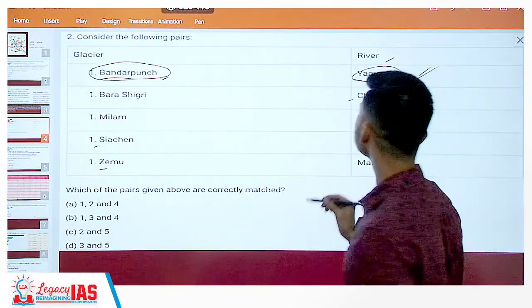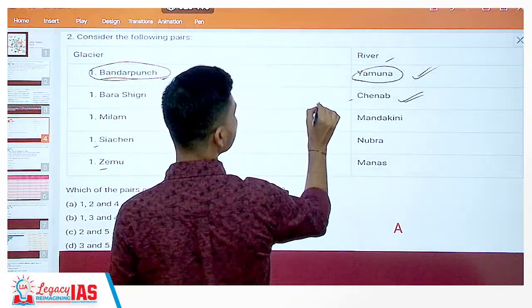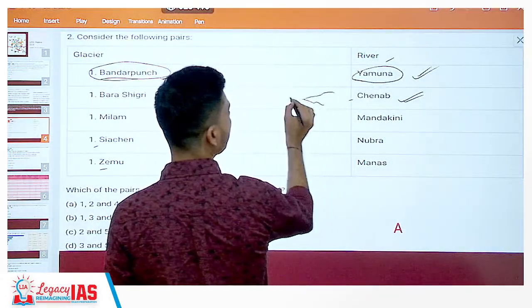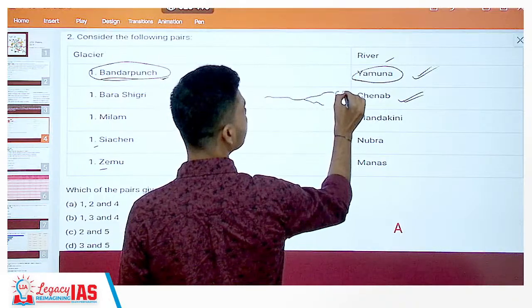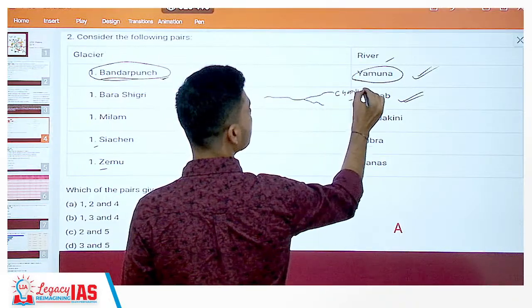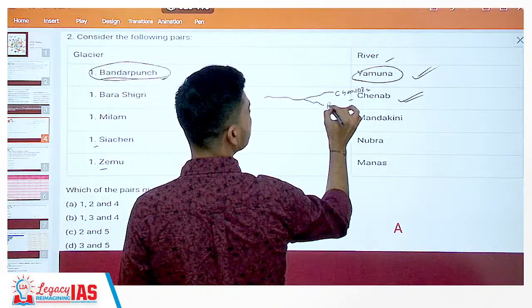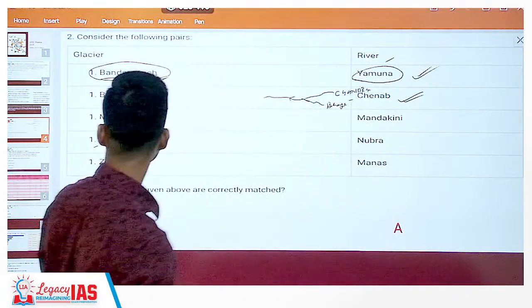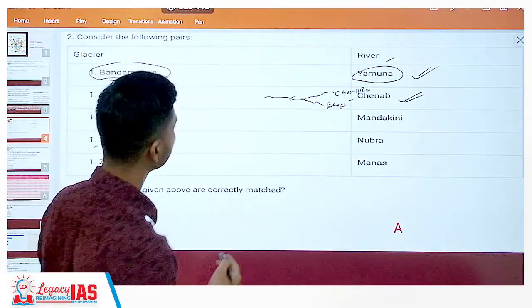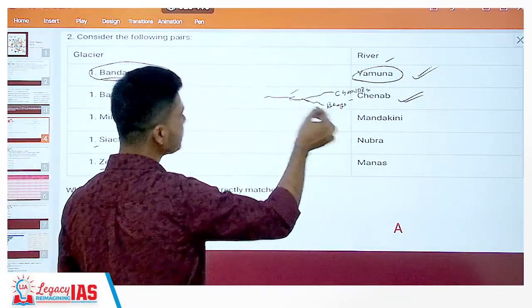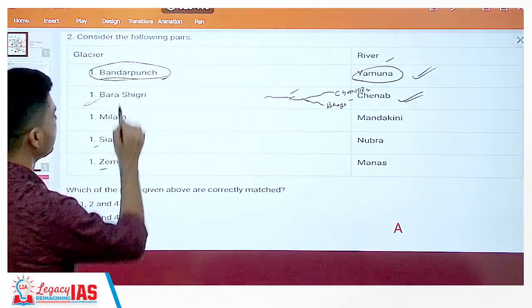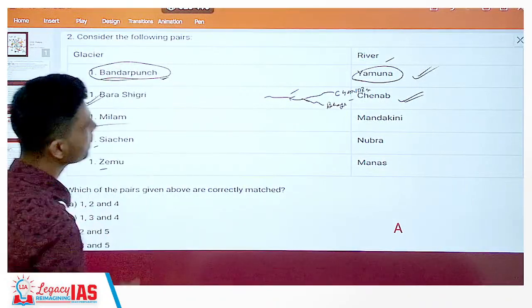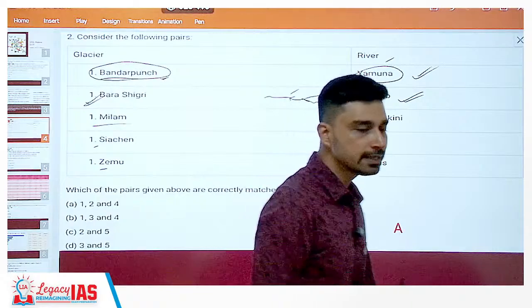Chenab actually is a very important river that originates from Himachal Pradesh, and first of all we have two different streams. The first stream is called Chandra, and the second stream is called Bhaga. So, when the Chandra and Bhaga rivers join together, they form the river Chenab, and this glacier is Bara Shigri glacier. Third is Milam glacier, Mandakini river, that is incorrect.